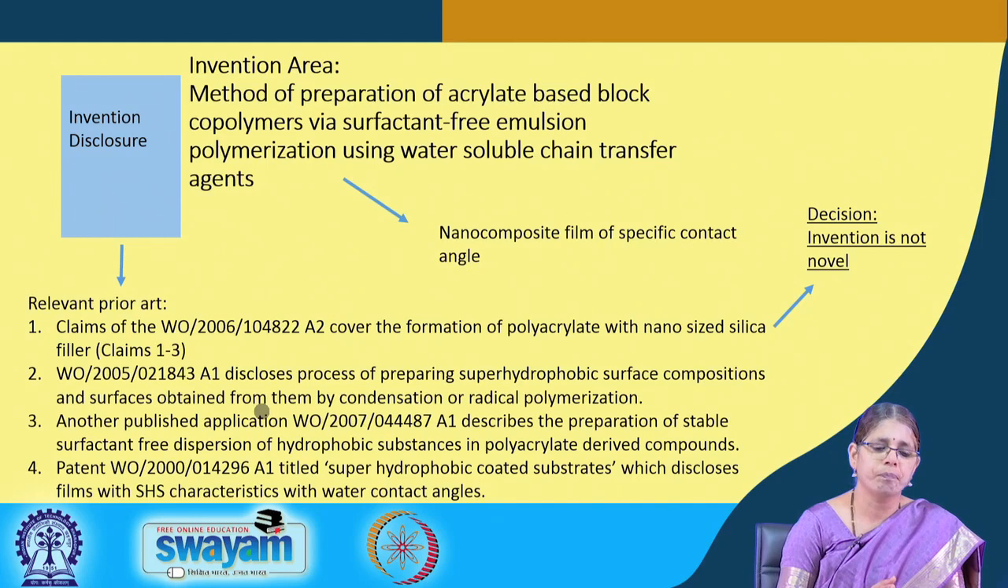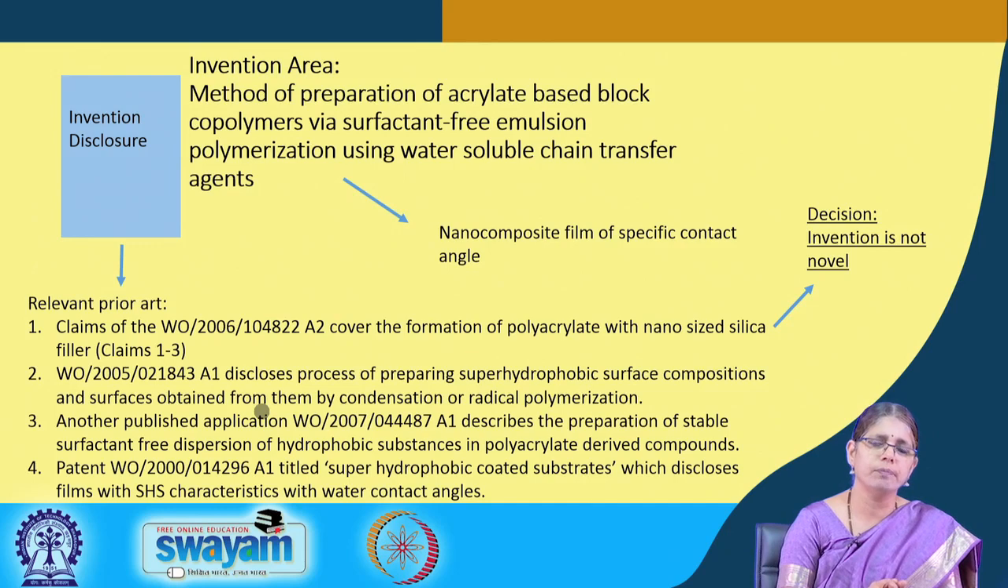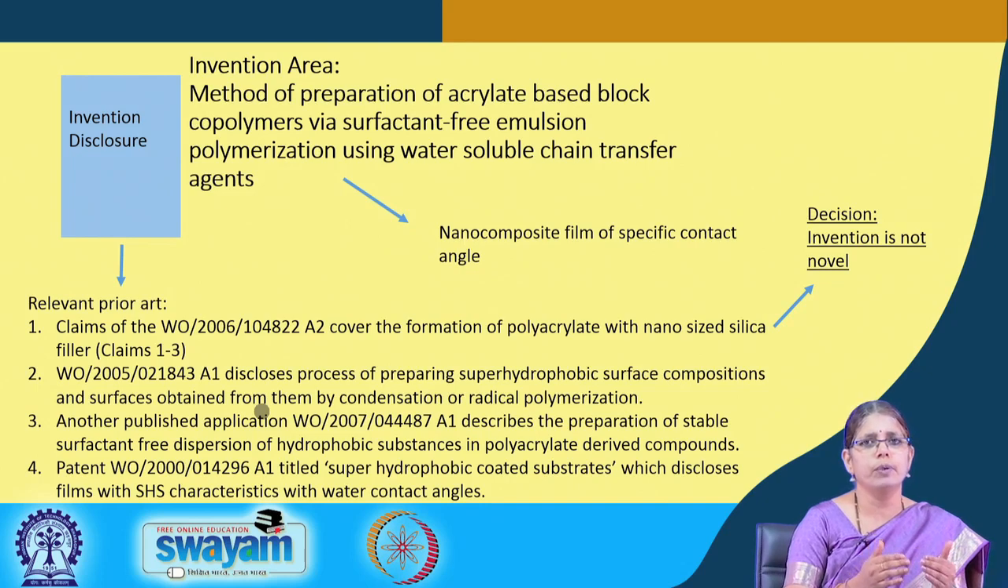Now, the second example, this is an invention disclosure in relation to the method for preparation of an acrylate based block copolymer via a surfactant free emulsion polymerization step using a water soluble chain transfer agent. So, essentially the invention revolves around making a nanocomposite film with a specific contact angle area. Now, the subject matter disclosed here is a method, and this method involves different steps and different compounds, and it follows a specific way in which the polymerization is done, to achieve a nanocomposite film. So, taking the basic features of this invention, we look at the prior art, and from the prior art we assemble the closest prior art.